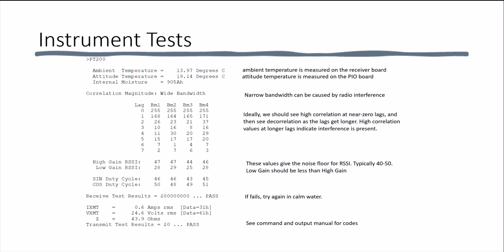The high gain RSSI represents the noise floor below which the signal strength is too low for measurement. Typically, the noise floor is between 40 and 50 counts. The low gain values should be less than the high gain values. If the receive test fails, try moving the ADCP to calm water and retest.